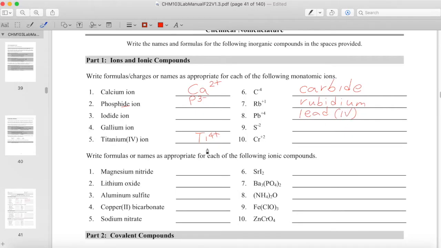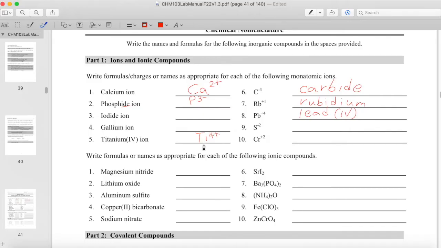Now that we've practiced writing out the symbols and charges for actual ions, we want to combine this information to write out the names and formulas for compounds. Whenever you're given the name of a compound, it's always got 2 words. Ionic compounds have a positive ion, which is listed first, and a negative ion, which is listed second. So when you're looking at problems like these, you need to write out the symbols and charges of these ions, similar to what you did in this section up here.